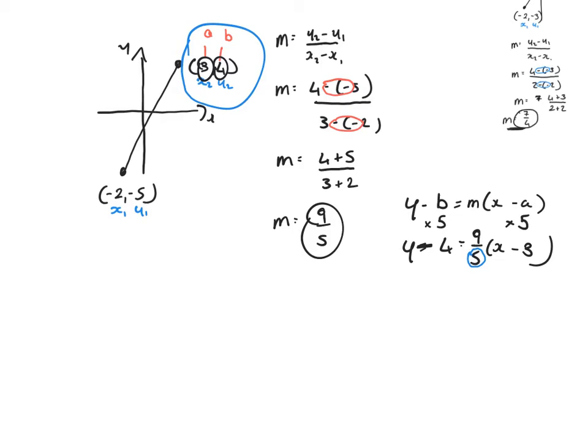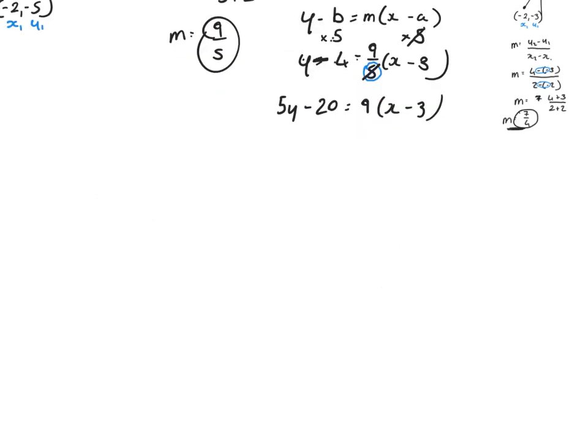This side needs to get multiplied by 5, so y times 5 is 5y, minus 4 times 5 is -20. The divide by 5 and the times by 5 cancel out, and that just leaves me with 9 lots of the bracket, 9 bracket x minus 3. So 5y minus 20 is equal to 9 times x is 9x, and 9 times -3 is -27.